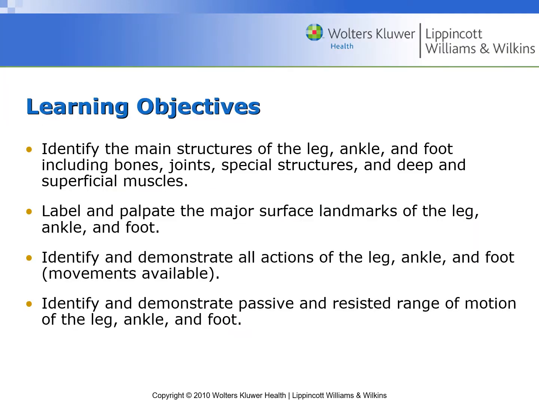The learning objectives for today's lecture are: we're going to identify the main structures of the leg, ankle, and foot, including the bones, joints, special structures, and deep and superficial muscles. We're going to label and palpate the major surface landmarks of the leg, ankle, and foot. We're going to identify and demonstrate all actions of the leg, ankle, and foot, such as the movements that are available. And we're going to identify and demonstrate passive and resisted range of motion of the leg, ankle, and foot.